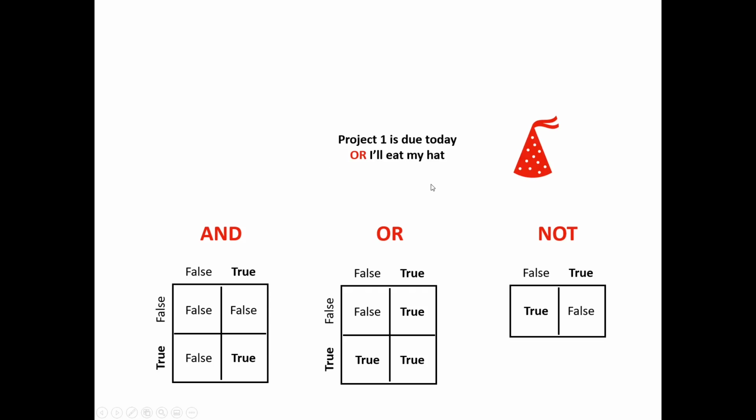Next up, let's take a look at this OR operator: project 1 is due today, or I will eat my hat. It's Wednesday, and project 1 is due today as I'm recording this, so let's go with that for a second. If you happen to be watching the video later, project 1 will have been due in the past. So project 1 is due today. That's true. Or I'll eat my hat.